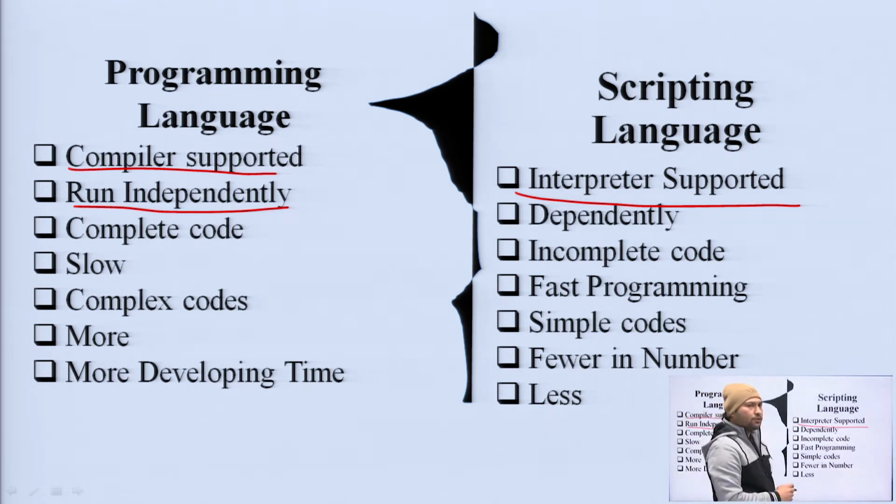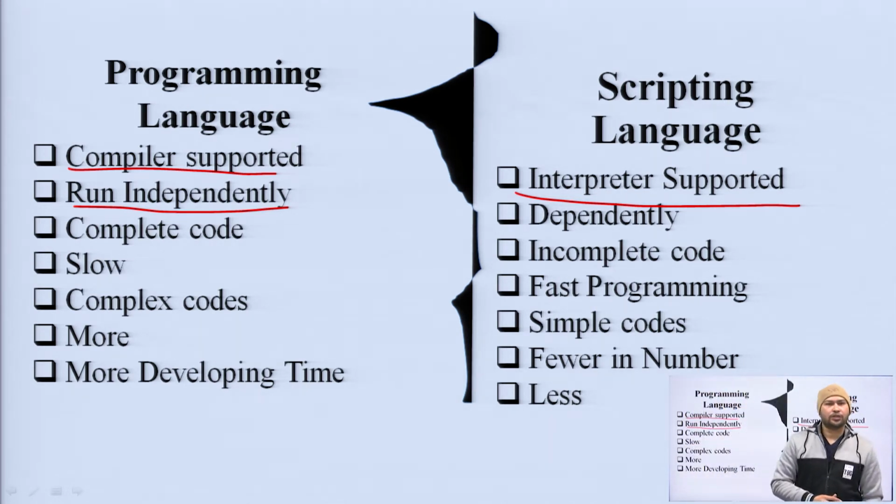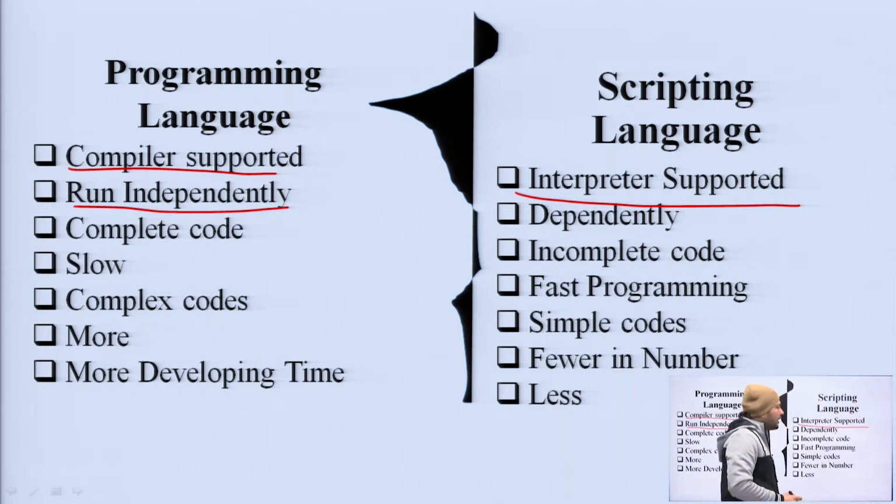Next thing is very, very important, runs independently. Once the source code is compiled, there is no further use of that source code, but in an interpreter, every time the interpreter interprets those codes, it requires the source file, because it cannot generate and save the file in some formats. That is why the dependency is much more towards the interpreter, that is the scripting language.